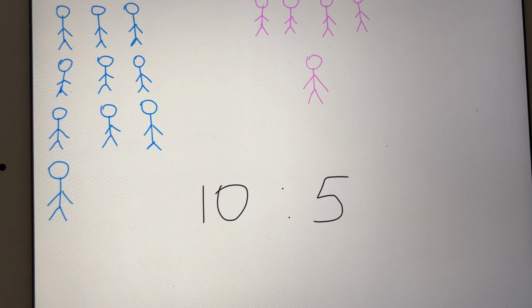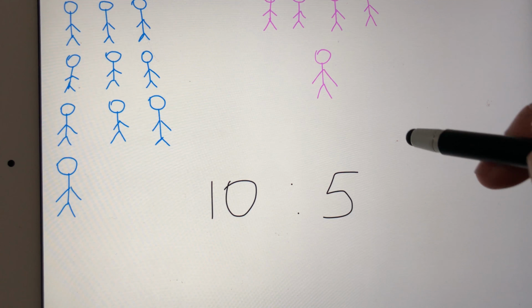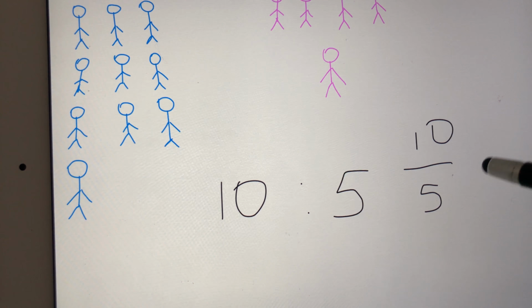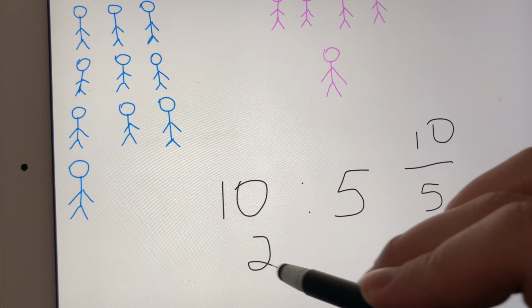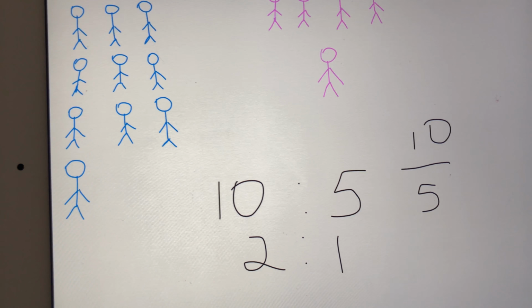I can also make a ratio a fraction by making this a division sign. So I can say 10 over 5 is the same as 10 to 5. It's the same fraction. Now with this ratio, you can also simplify it because both numbers are divisible by 5. So this 10 can become a 2, and this 5 can become a 1. That means that for every one girl, there will be 2 boys in the classroom.